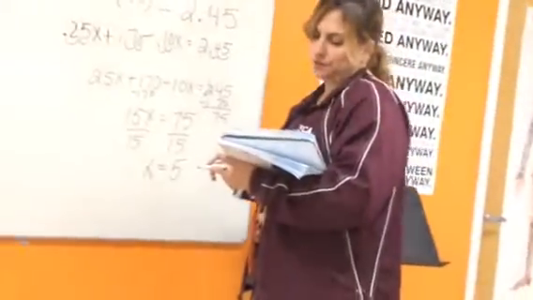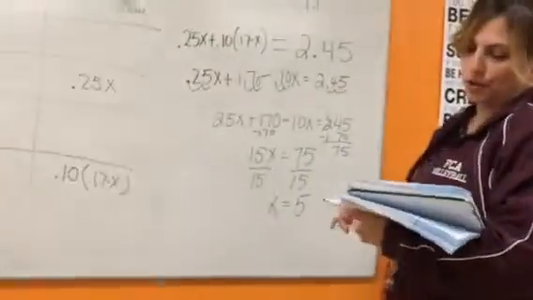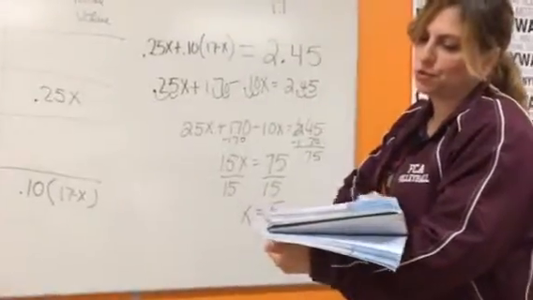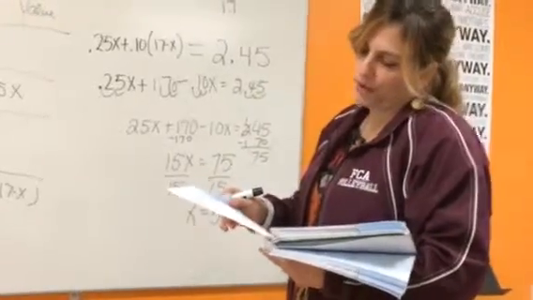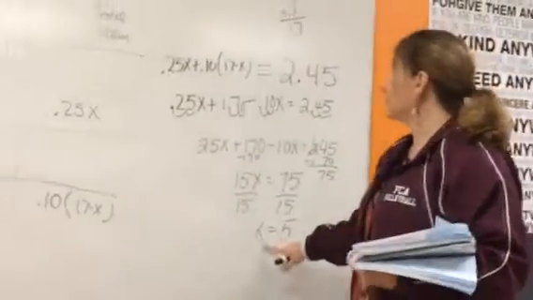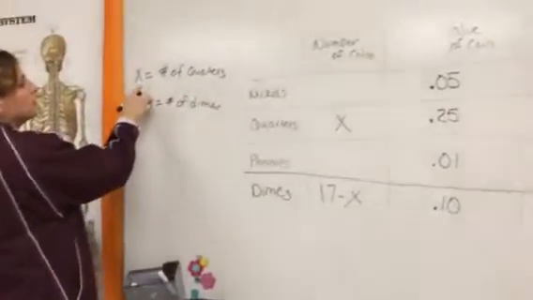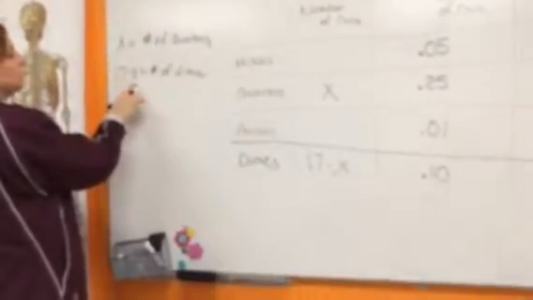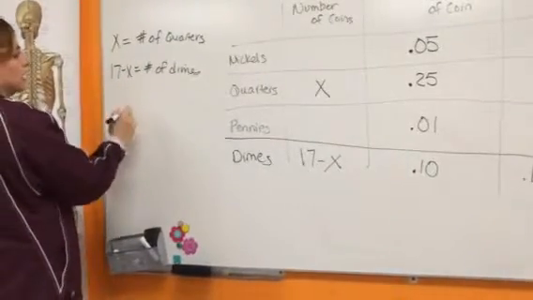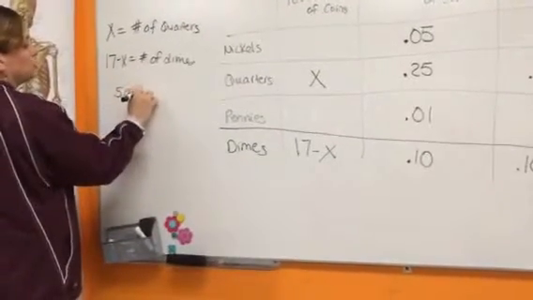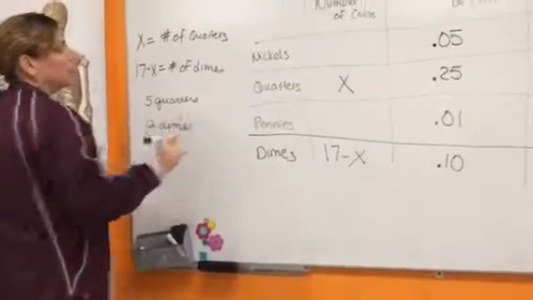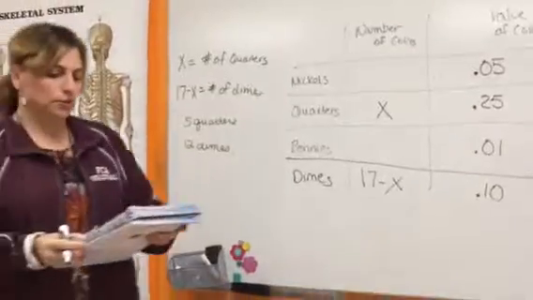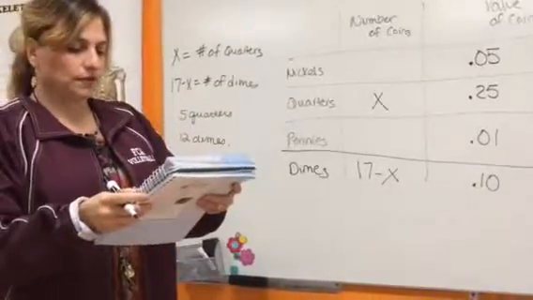If x equals 5, I want to go back to the original question to make sure you answer the question. It says he has 17 coins. How many of each coin does he have? If x equals 5, I need to go back up here. So he has 5 quarters, and 17 minus 5 is 12, so he has 12 dimes. The answer is 5 quarters and 12 dimes. I'm just going to read the next one to you and set it up. I'm not going to do it all because we're running out of time.